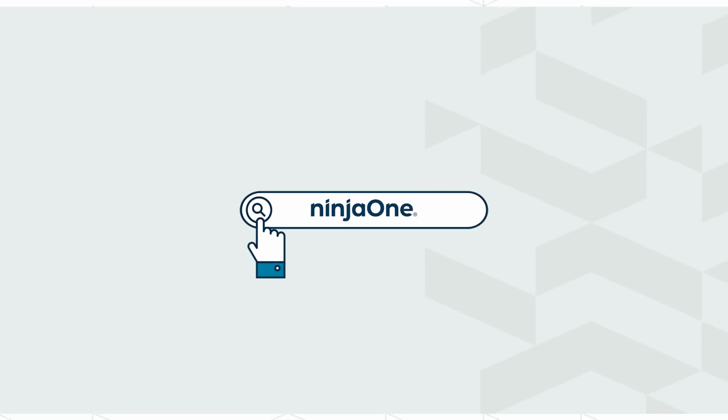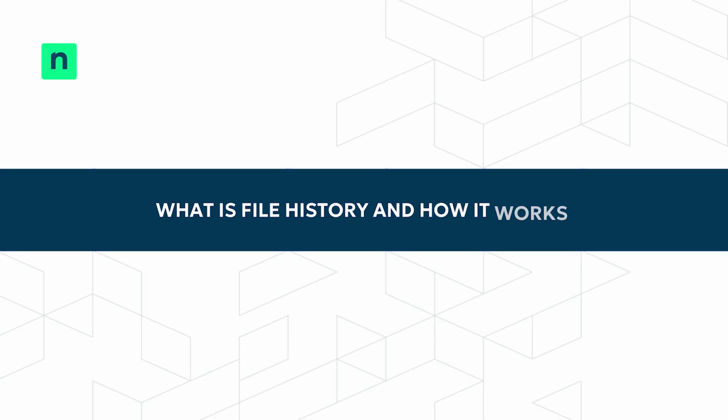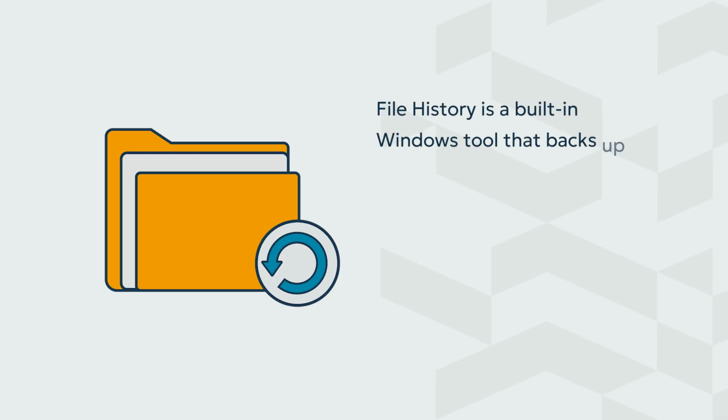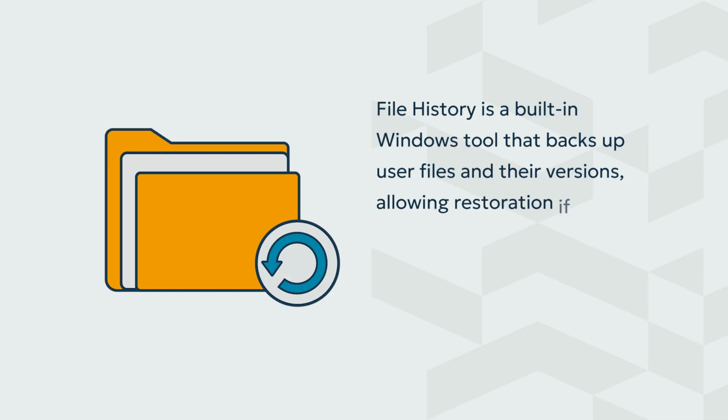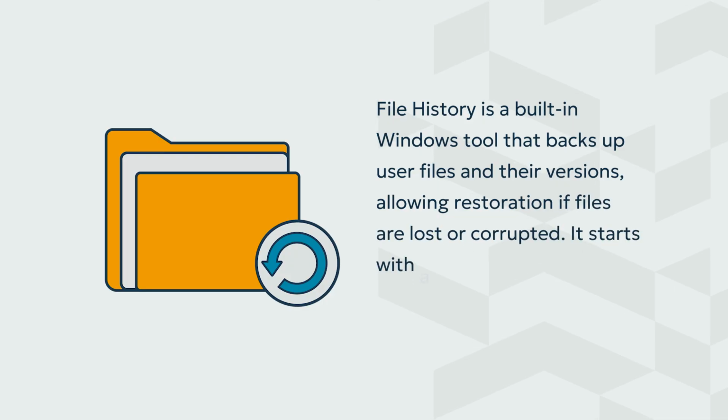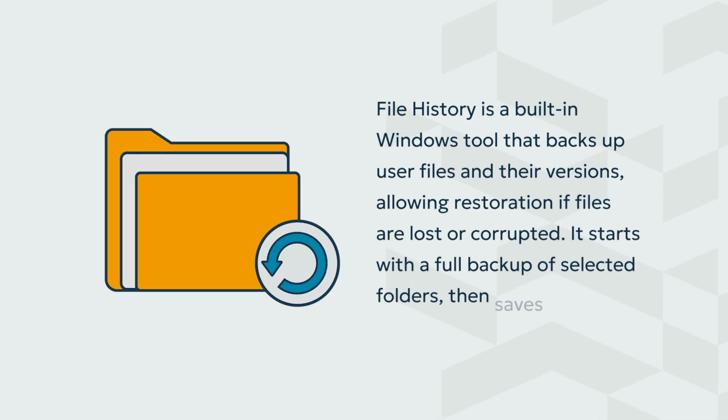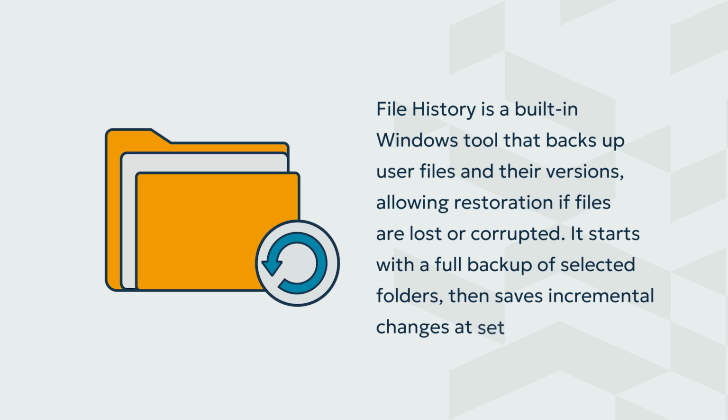What is file history and how does it work? Firstly, let's review what file history is and how it works. Simply put, it is a built-in backup tool on Windows that saves user files and their modified versions. This allows specific versions of a file to be restored in case they become corrupted or lost. The process starts with a full backup of selected folders. Afterwards, it checks for any incremental changes made to the files and saves those versions at intervals.